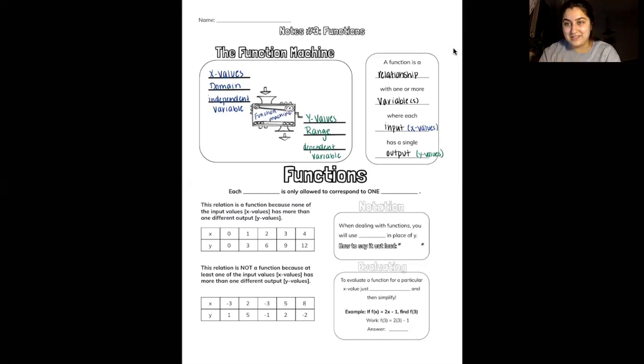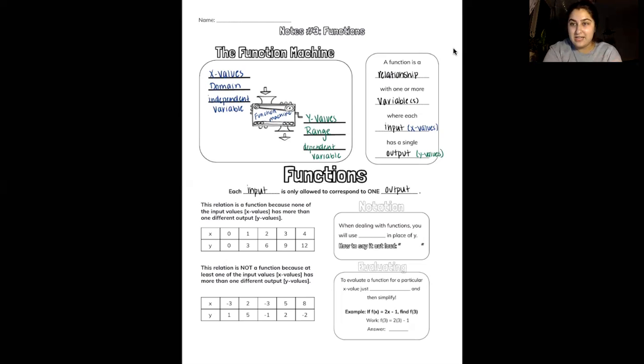And so we're going to repeat this again because this is really important, and this is how we define what a function is. Each input is only allowed to correspond to one output. So if I plug in a 7 and I get an 8 out, the next time I plug in a 7, I better get an 8 out, otherwise it's not a function. So each input is only allowed to correspond to one output.